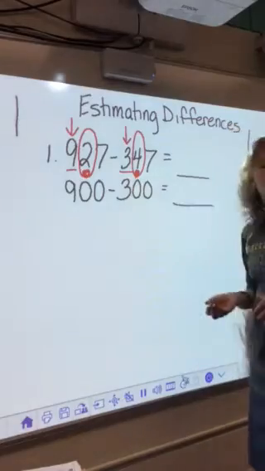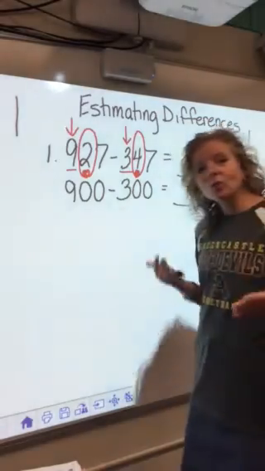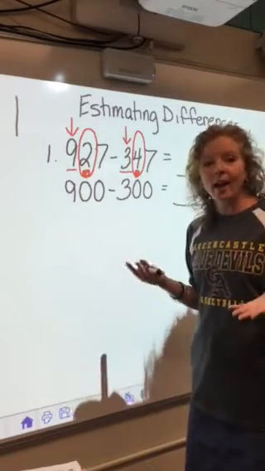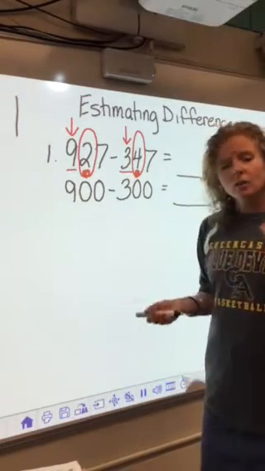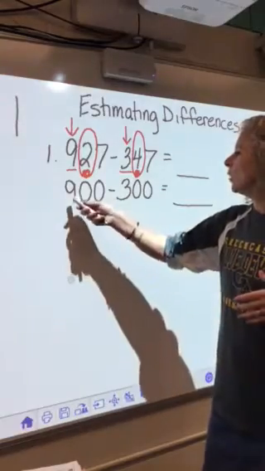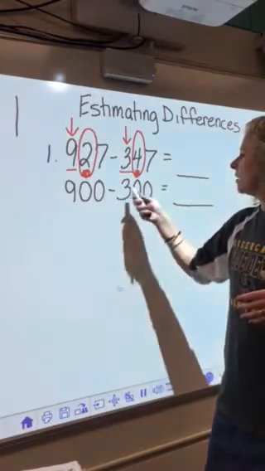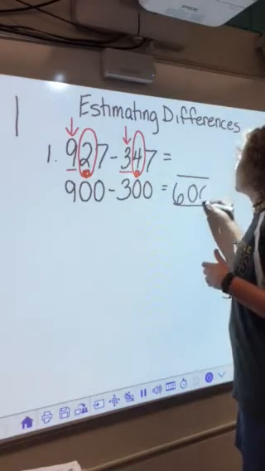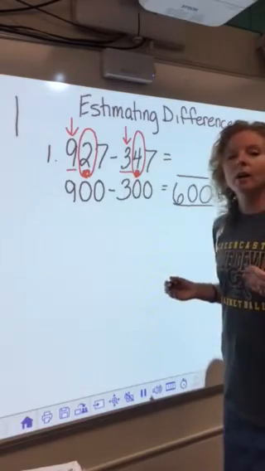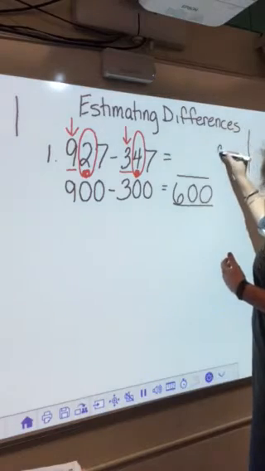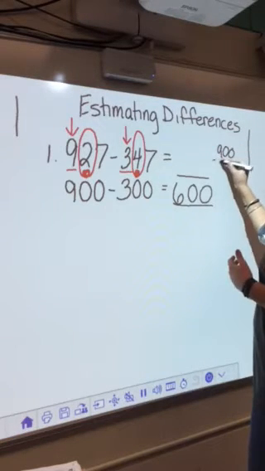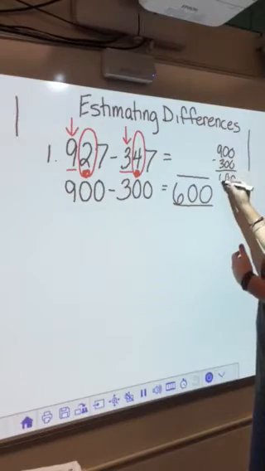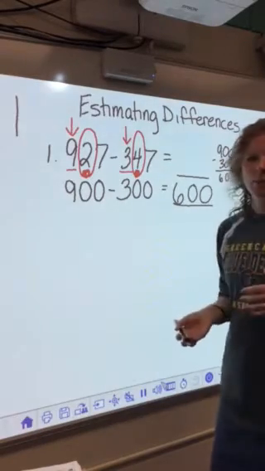Now the beauty with estimation is that usually you do this so your numbers are easier to work with. You could actually do them in your head. So some of you with subtraction could go, what is 9 minus 3? That's 6, and the zeros would stay the same. If you are not comfortable doing that, the safe thing to do is to show me your work and get your estimate.